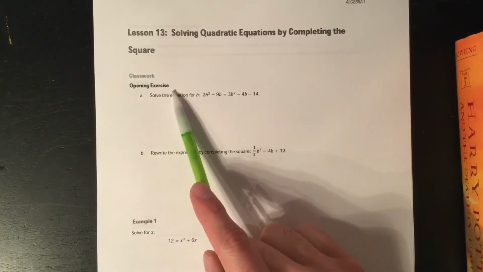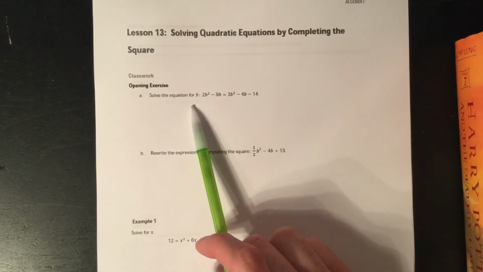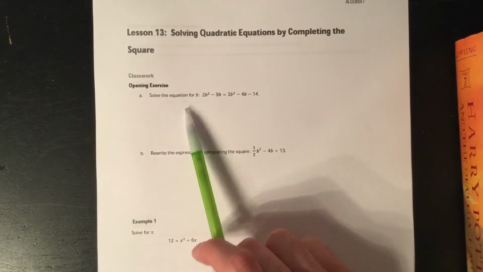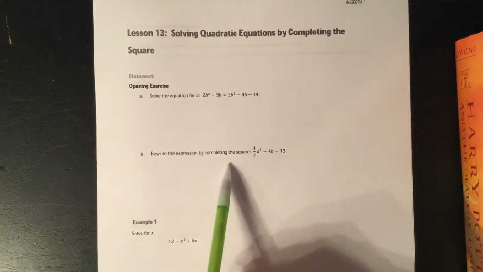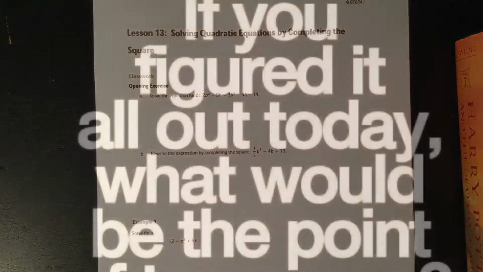So for the opening exercise here, I want you to practice these on your own. This is just going to be solving the equation for b. You should be able to factor it. And then this one down here, rewrite the expression by completing the square. So I want you to practice with these two, and then we'll come back and work on it.